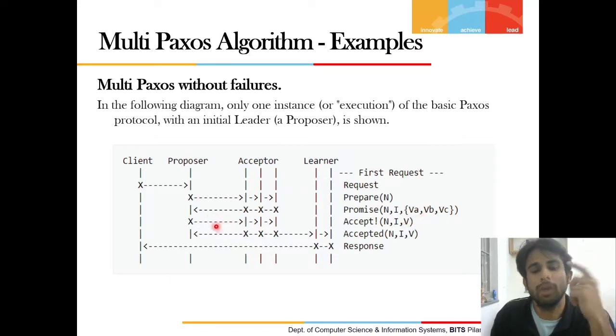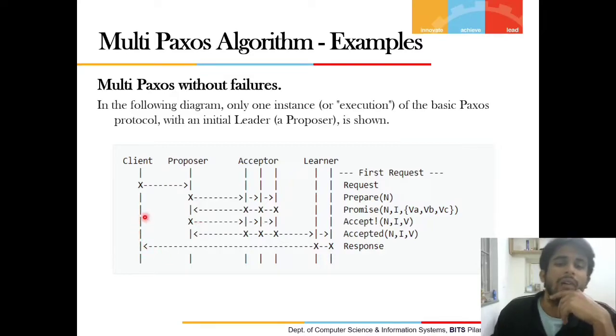Okay, there might be a different possibility here. If this proposer does not receive a majority of the promise messages, it will not do anything. It will initiate a next proposal with an incremented proposal ID. The second phase of accept and accepted messages will not occur.